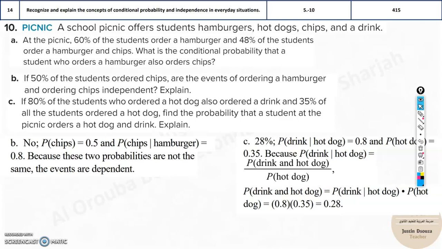Whatever the condition is, you divide by that probability and use it. Sometimes they'll give you the conditional probability and the joint probability is unknown. This was given, so just take it to the other side and solve it. That is how we can solve it.